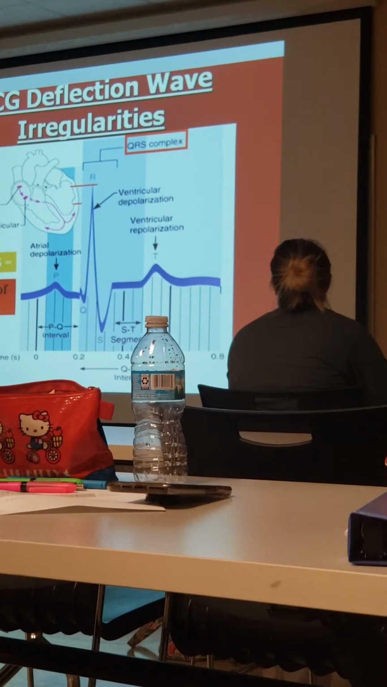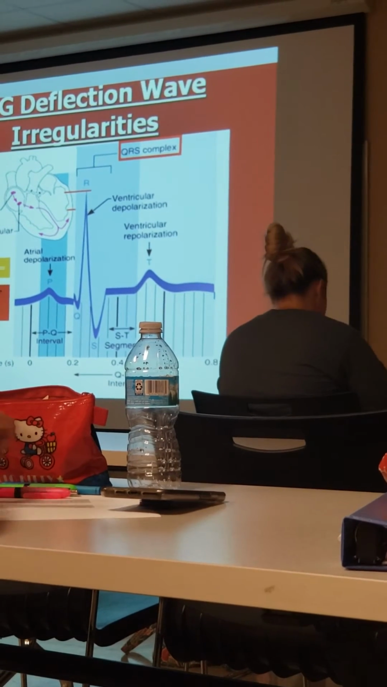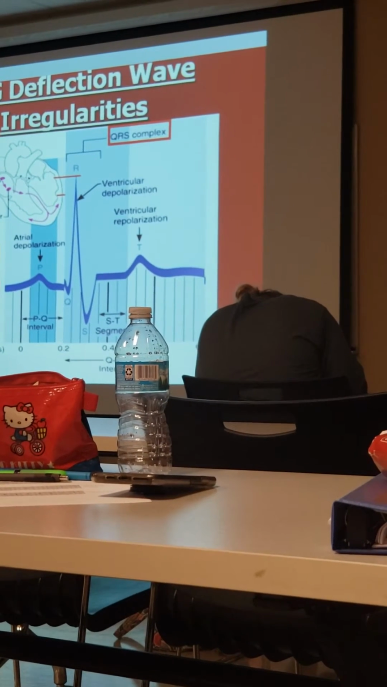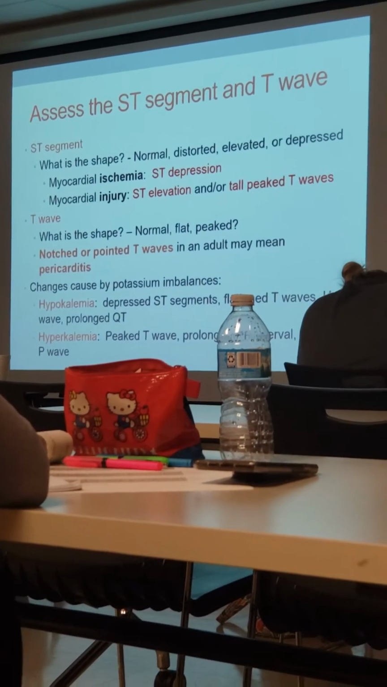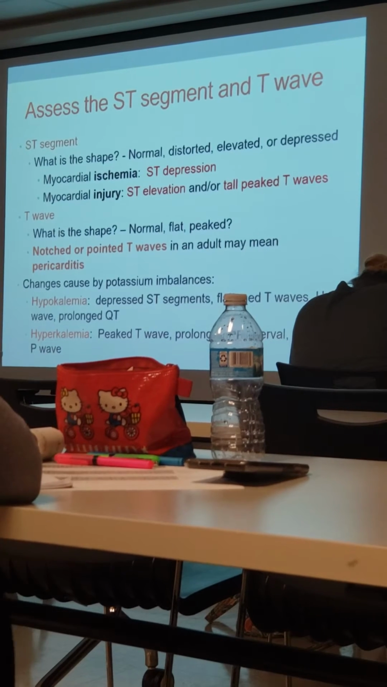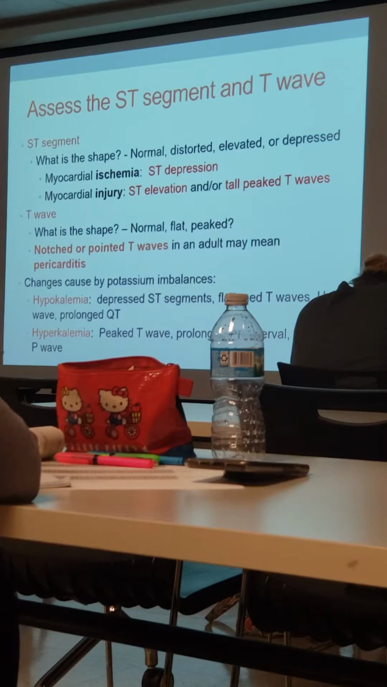Any kind of enlargement of that QRS besides the bundle branch block can also signal hypertrophy of the ventricles. So that's another thing to keep in mind. ST segment, we've talked a lot about. T waves, some things to look at: is it normal, flat, or peaked? A notch or a pointed T wave in an adult can signal something like pericarditis.